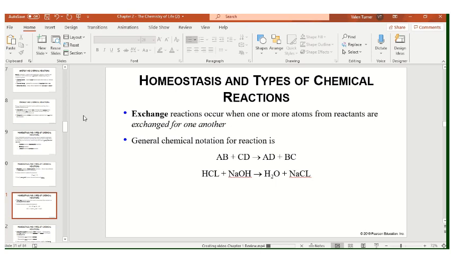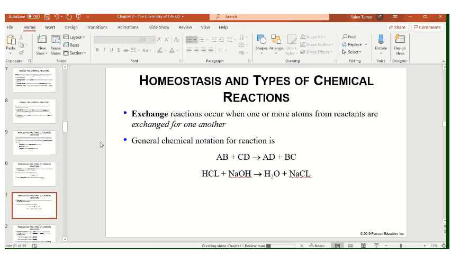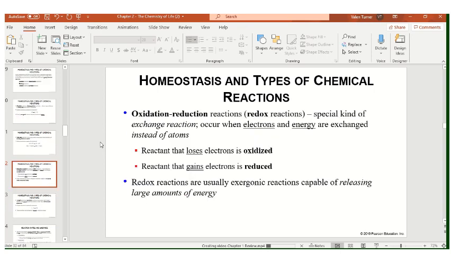Then there's an exchange reaction. This reaction tells you you're not breaking anything down overall. You're not building up overall. You're exchanging one reactant for another, kind of swapping the pieces. That's what you see in this example. You have AB plus CD gives you AD plus BC. You just swapped the parts. You exchanged one part for another. That's an exchange reaction. So there's no overall giving off of energy and there's no overall absorption of energy. You're just swapping the pieces.